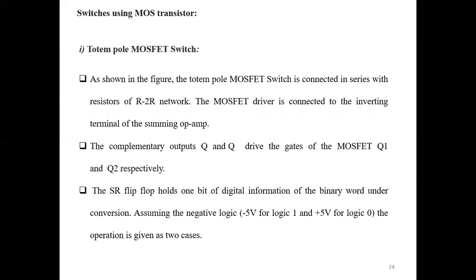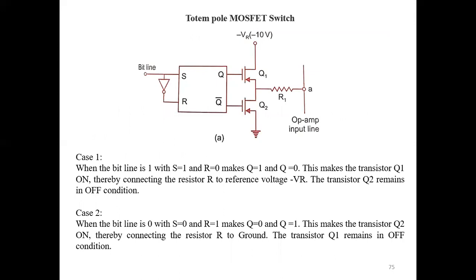So these are the different switches using MOSFET transistors. One is the totem pole MOSFET switch. The complementary Q drives the gates of the MOSFETs Q1 and Q2 respectively. Case 1, when S is equal to 1 and R is equal to 0, Q1 and Q2 are equal to 0. So this makes the transistor Q1 on and Q2 will be in saturation. Case 2 will be the reverse condition. It will produce the output as 0.